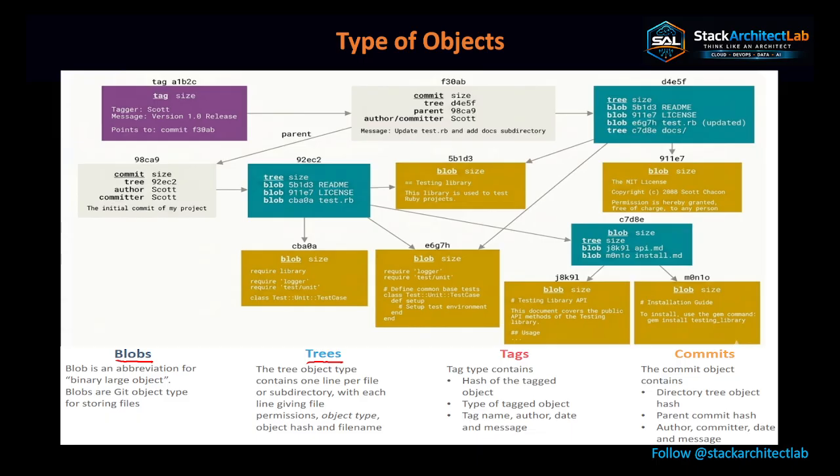Tree, I have showed you. It is an object type containing one line per file or subdirectory. Third is tags. What is a tag? If you see here in this diagram on top, we are giving some details, like who is the tagger and what is the message, say for example version 1.1 release. All these things I can put in the tag. So hash of the tagged object, type of tag object, tag name, author, date, message, all these things come here. Then come the commits.